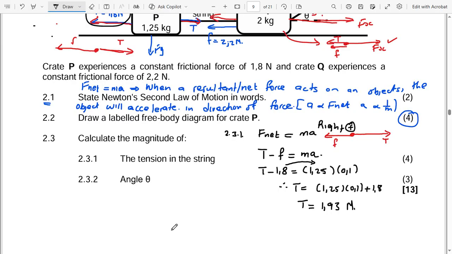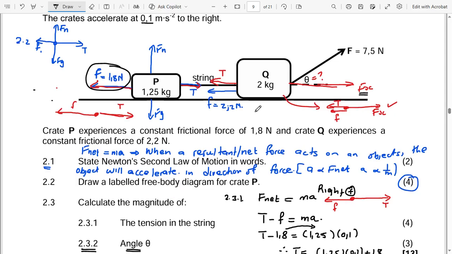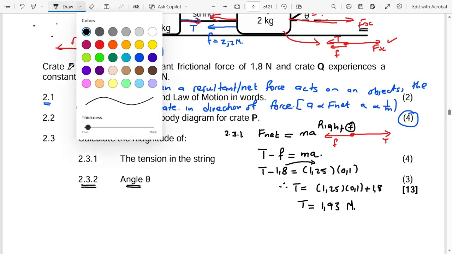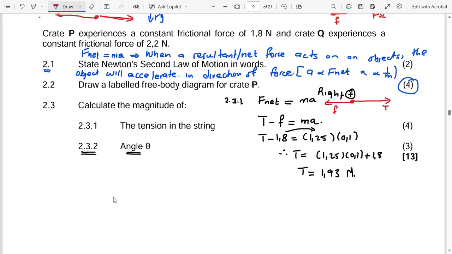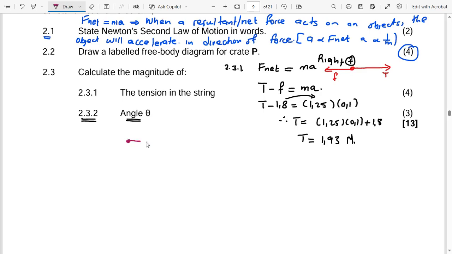Then the last question of this one, they want you to find the angle theta. The angle theta is the angle between the horizontal component and the applied force, and we use this when we do the Fx. So what is the Fx? It is the horizontal component, a horizontal force. You're going to draw a free body diagram for all the horizontal forces acting on that plate Q. So I'm going to have the Fx to the right, the tensional force to the left, then the frictional force to that side.